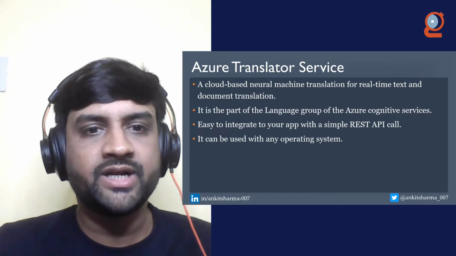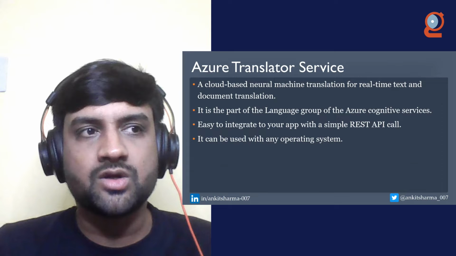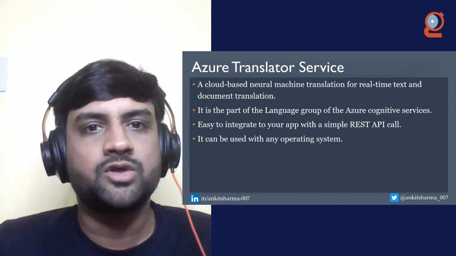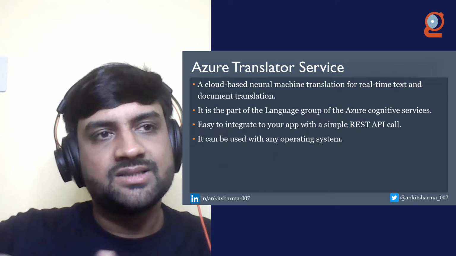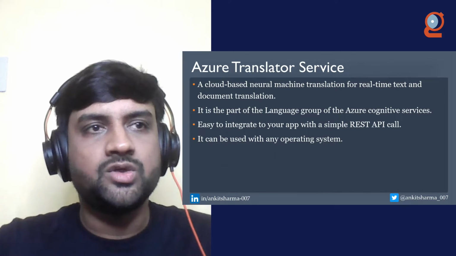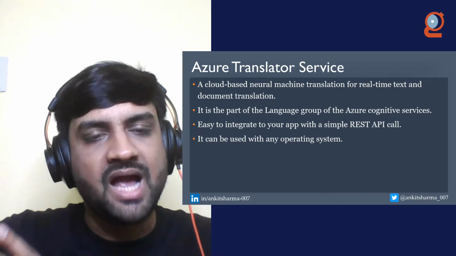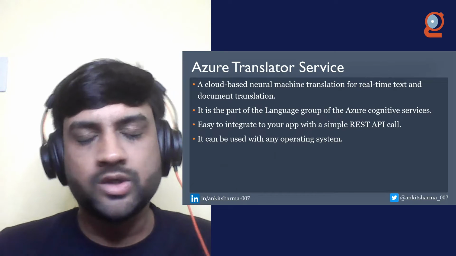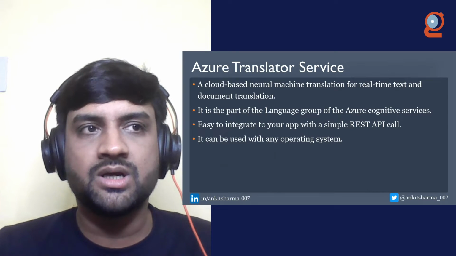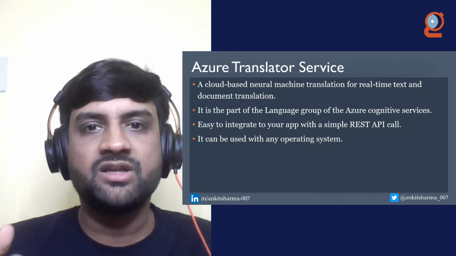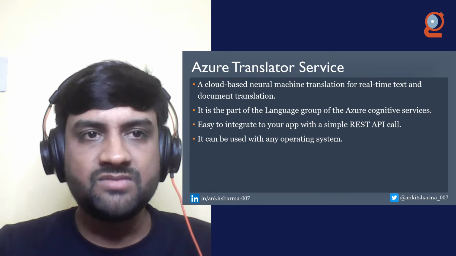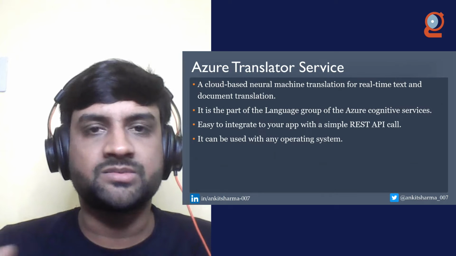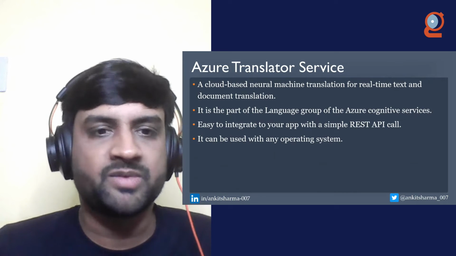It is very easy to integrate with the application, with a simple REST API call, and this is the case with all the cognitive services. That is the beauty of using cognitive services. Everything is encapsulated from you, and you do not know what is happening behind the scenes. You just have to make a REST API call and pass your inputs, and it will give you the output in the required format, and then you can use it in your application. It can be used with any operating system, so there is no dependency on operating systems such as Windows, Mac, Linux, or any other operating system.